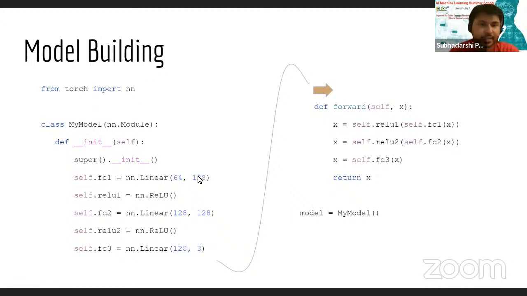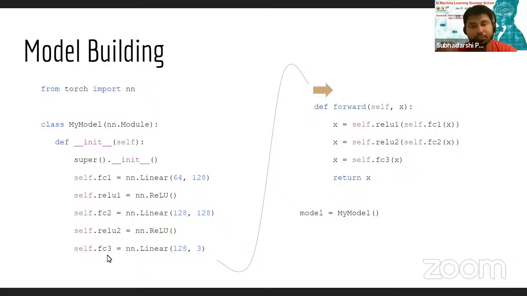So here in this specific example, we have three different layers. We are calling them FC1, FC2, and FC3. All of these are linear layers, which basically project the input of 64 dimensions to 128 dimensions in this example. The second layer, the FC2 layer, is again a linear layer. It projects from 128 dimensions to again 128 dimensions. And the FC3 layer projects from 128 dimensions to 3 dimensions.